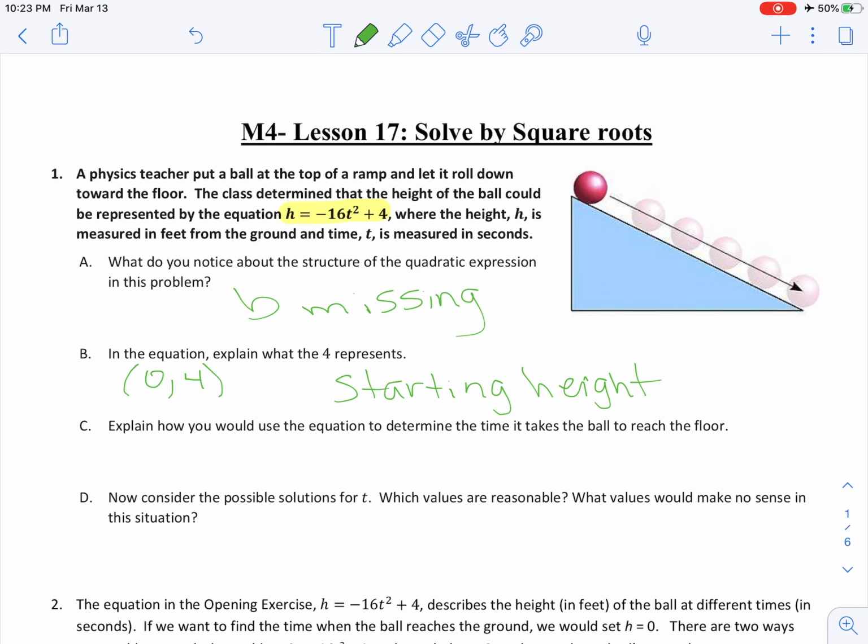Explain how you would use the equation to determine the time it takes for it to reach the floor. Well, h represents its height. Well, if it's on the floor, isn't its height 0? So I would set the equation equal to 0. Sorry about that, guys.